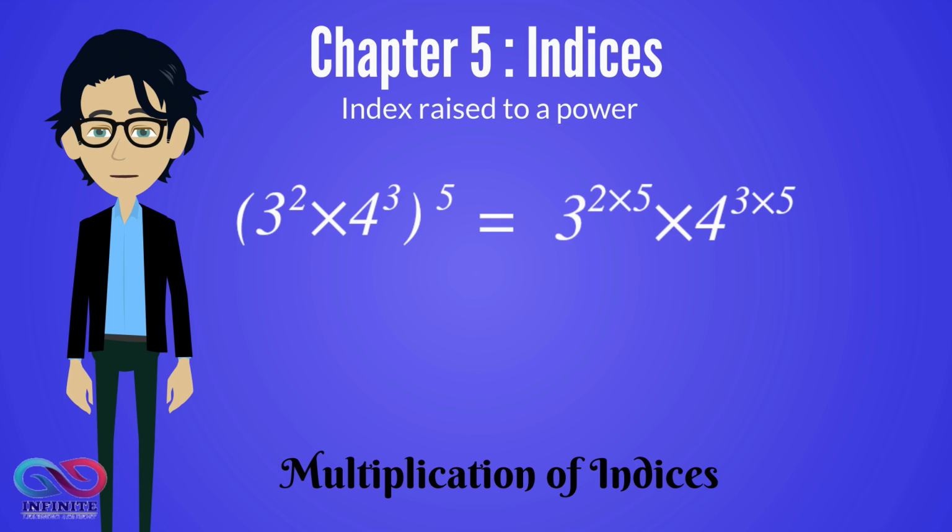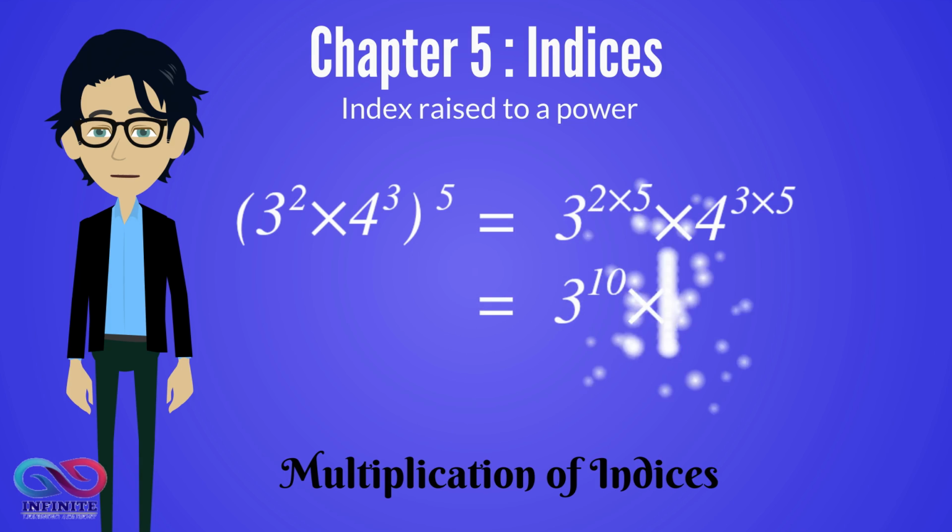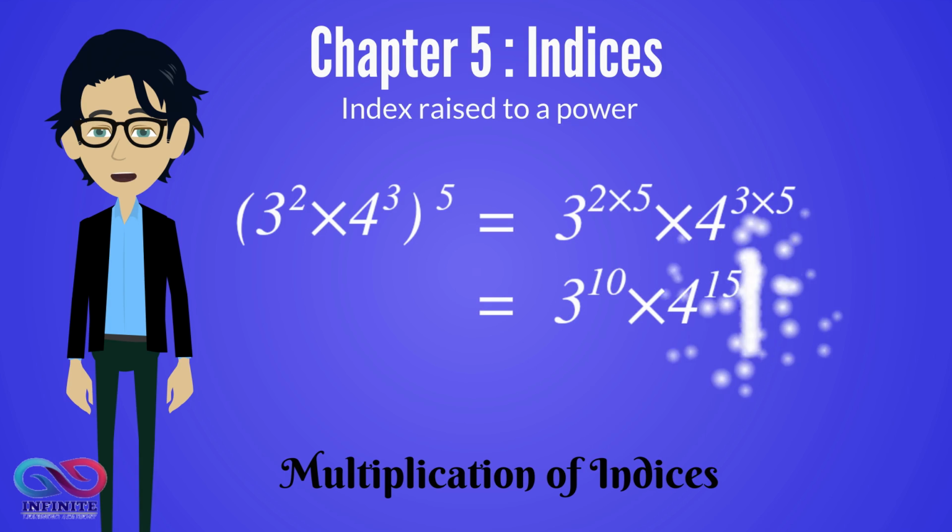2 times 5 is 10, so it will be 3 to the power of 10. 3 times 5 is 15, so it would be 4 to the power of 15. And this is your answer because you would only have to simplify, not to solve.